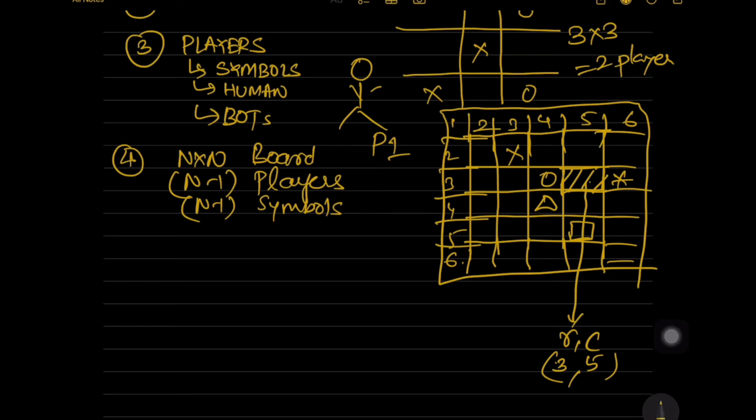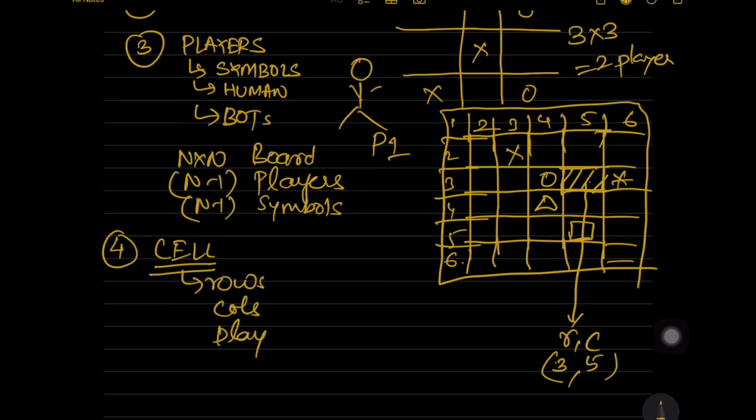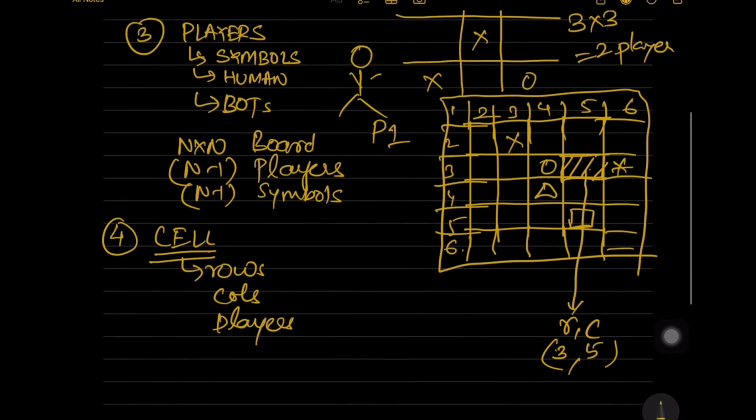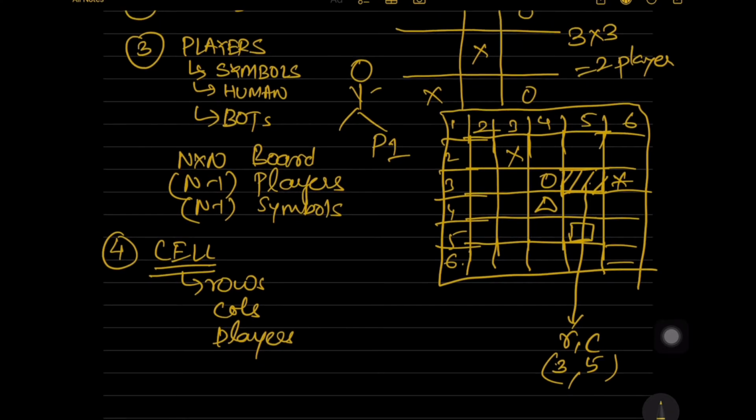And what can we call this? This can be called a cell of a matrix. I'll remove this to avoid confusion. So you see, this is a cell now, and this cell will have rows and columns. Also we'll have player information there, when we go about designing it. But you get the point. So these are the things.